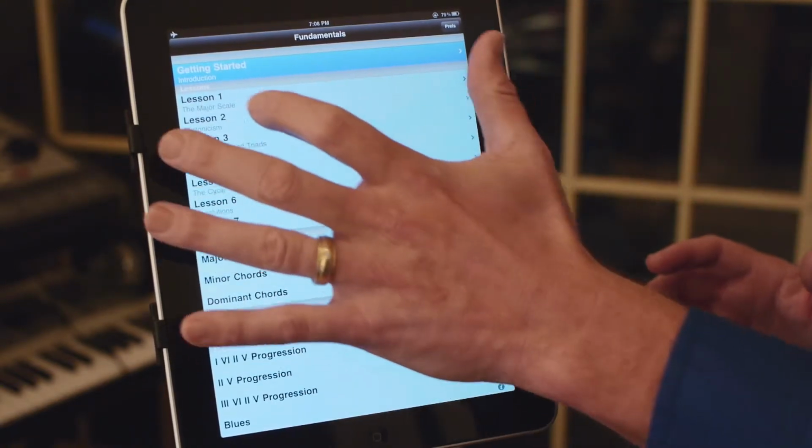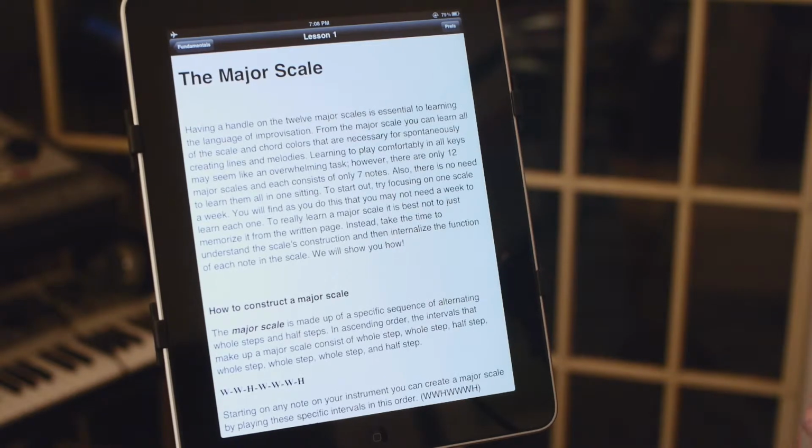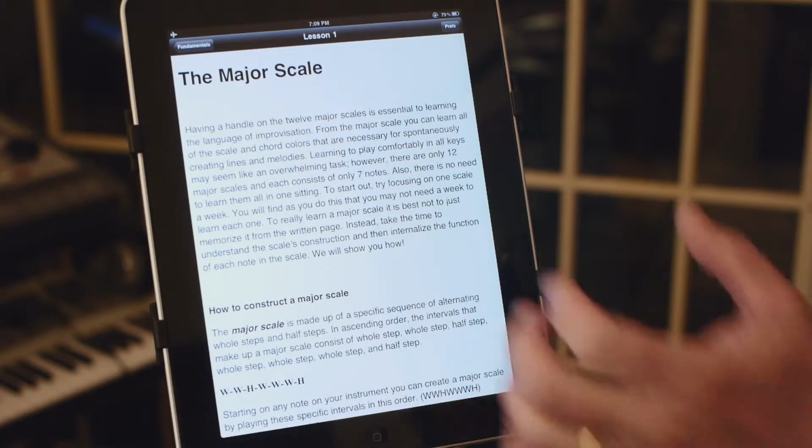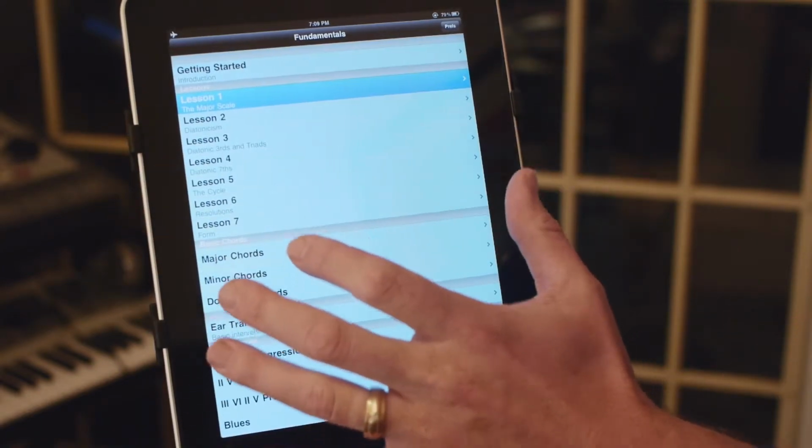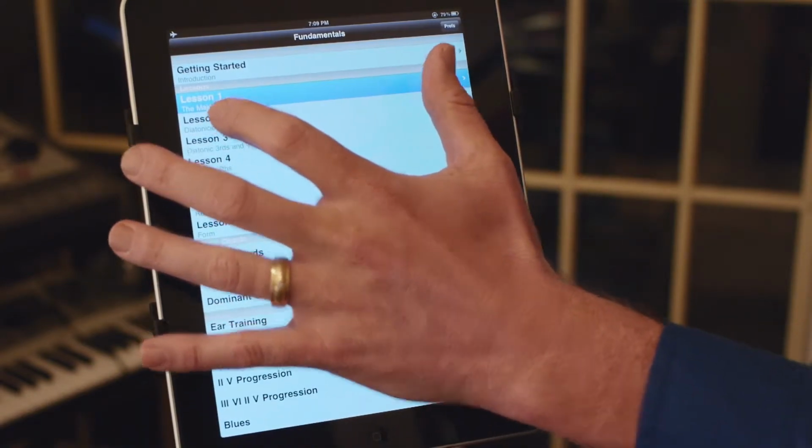Lesson 1 starts with the major scale. Scales are very important in learning the language of jazz, and it starts with being very comfortable with the major scale because a lot of things you're going to do will build out from there. And this app, like I said, moves very fast. We get in from lesson 1.